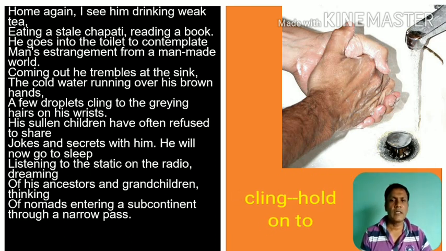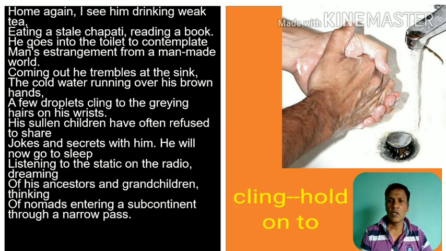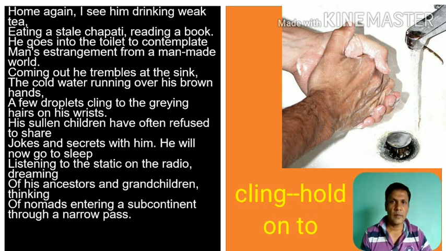A few droplets cling to the graying hairs on his wrists. A few droplets of water clinging to the gray hairs on his wrist may have some greater implication. Water generally symbolizes life, and gray hairs stand for old age. So, the old man's life is just holding on to his old age. This life has no significance to anyone else. This life has no significance to the members of his family and to the rest of the world also.